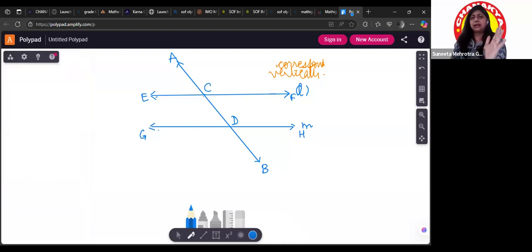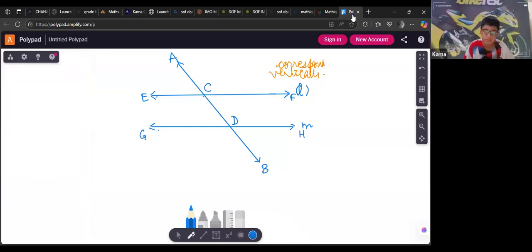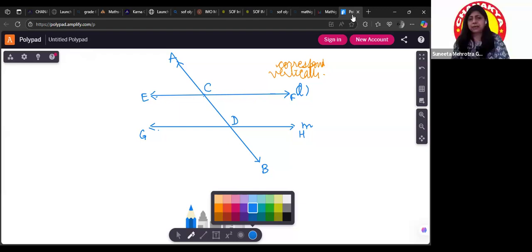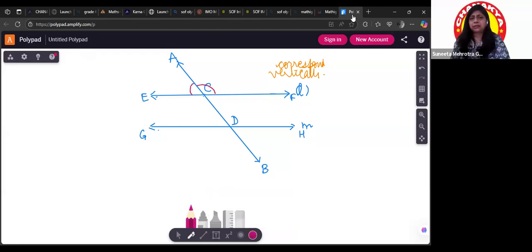Now you can see that these lines are making some angles. Yes, ma'am. Every line here is making some angle. This is one angle. This is another angle. This is the third angle. This is the fourth angle. So these are all the angles. There are many concepts over here. Suppose we are taking this as angle 1. Okay. Now this is angle 2.